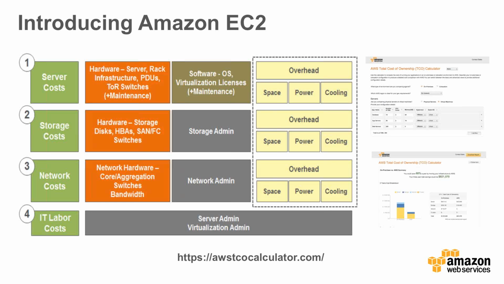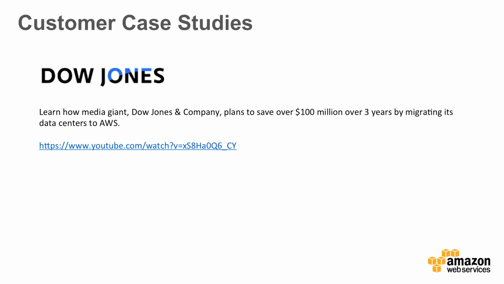In terms of customer case studies, there's a really great video from the global CTO of Dow Jones talking about how News Corp, and Dow Jones is a News Corp company, plans to achieve over $100 million over 3 years by closing down many of the data centers globally and migrating their workloads to AWS. So please check out the YouTube video, and many of the case studies demonstrating the TCO benefits of AWS on the YouTube channel.